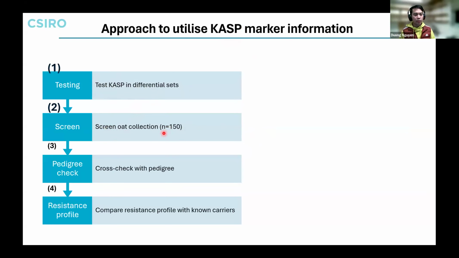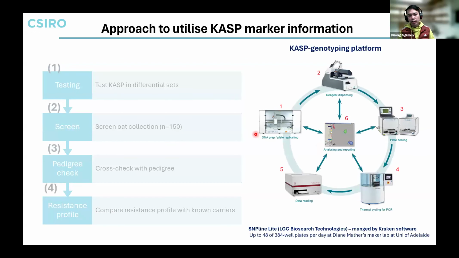Then we will use the pedigree and the resistance profile to cross-check with the result from the genetic data to see if that makes sense. Here I'm just quickly showing you the KASP genotyping platform that we use for this study, which is very high throughput for the experiment and the data analysis of the KASP markers.